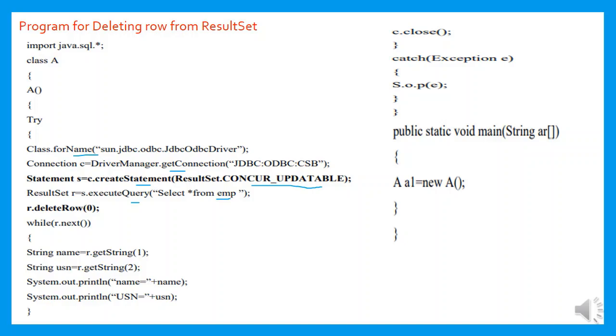The first row of the table has the row index value 0. Then with the help of the deleteRow method, which belongs to the ResultSet interface, it takes one argument, that is the row index. Whatever row index is passed to the deleteRow method, the corresponding row is going to be deleted. Here I pass the row index as 0. It means the first row is going to be deleted from the table employee. Once the row has been deleted from the table, the remaining rows are left. In order to process them, we are processing the data from the table. This is an example for deleting a row from the result set without using a delete query.